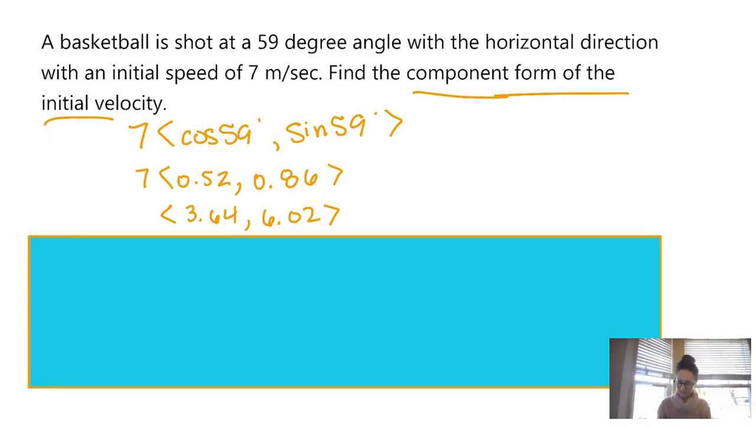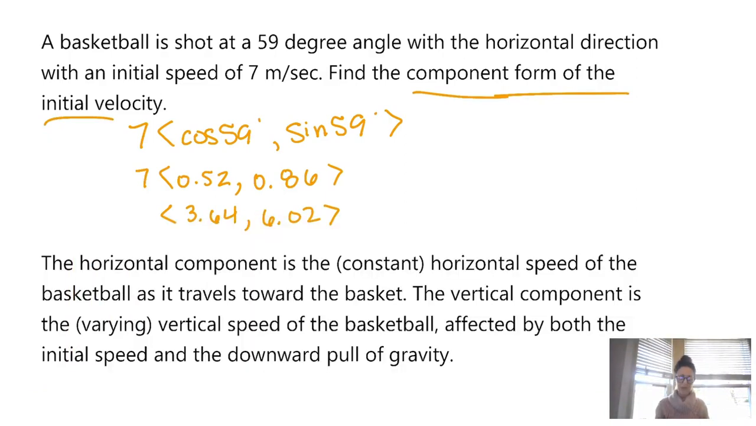Now you will have one like this on MyMathLab. So just keep in mind, what did we just find? Well, the horizontal component is the horizontal speed of the basketball as it travels towards the basket, and the vertical component would be your varying vertical speed. Varying because it's affected both by the initial speed and then that downward pull of gravity.